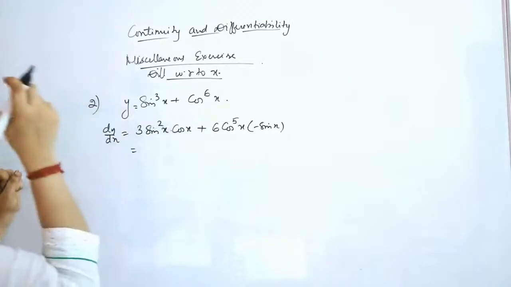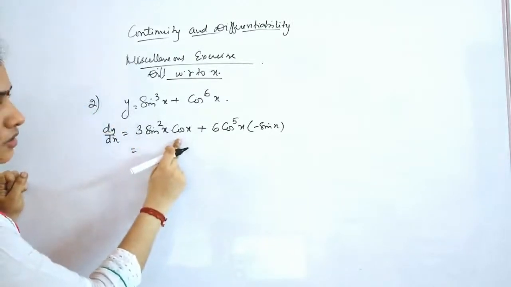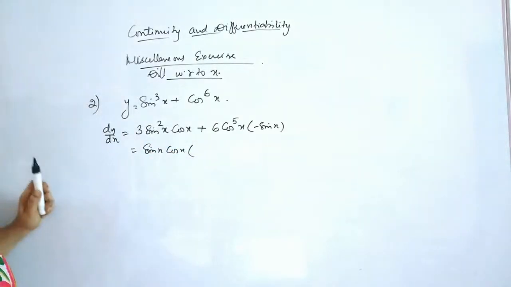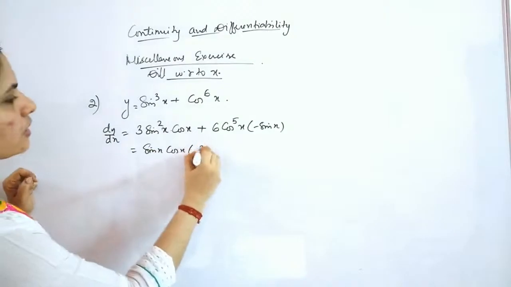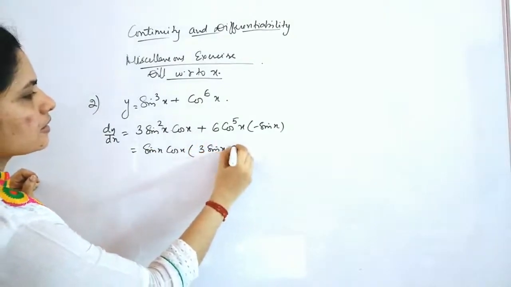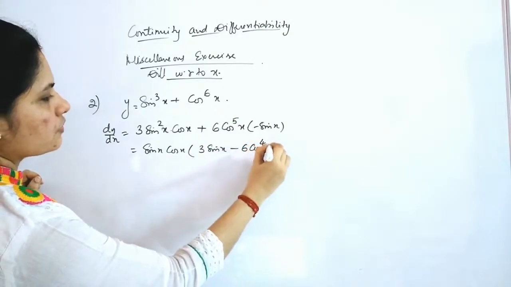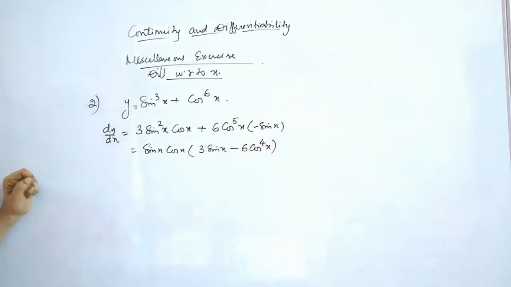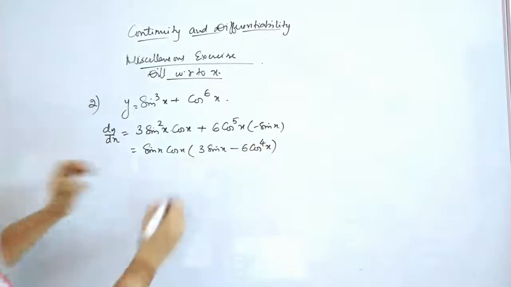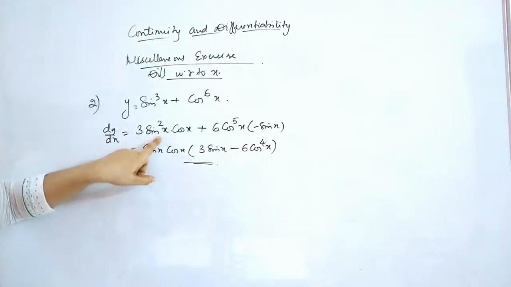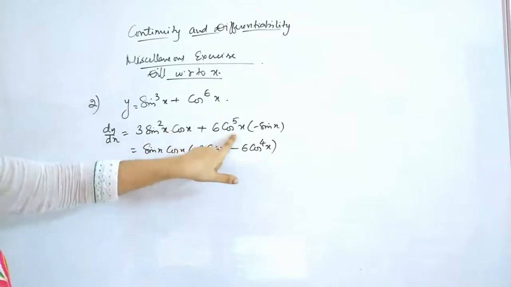Now if you have anything in common, you can just take out sin x and cos x. Sin x cos x will give you 3 sin x minus 6 cos⁴x. Is it correct? Sin x, cos x taken out. So here you have only 3 sin x and here you have 6 cos raised to 4x.